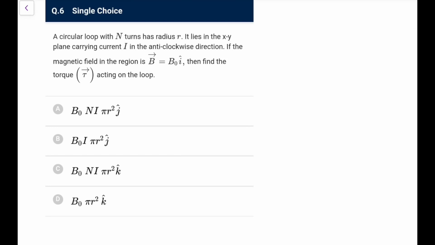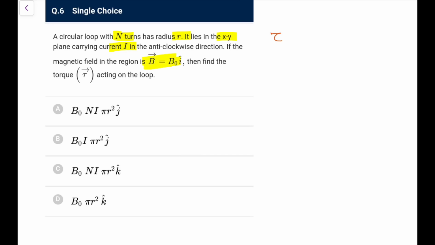A circular loop with capital N turns has radius r. It lies in the xy plane carrying current I in the anti-clockwise direction. So if it is in the anti-clockwise direction, we have mu pointing in the z direction. If the magnetic field is B0 i cap, then find the torque.